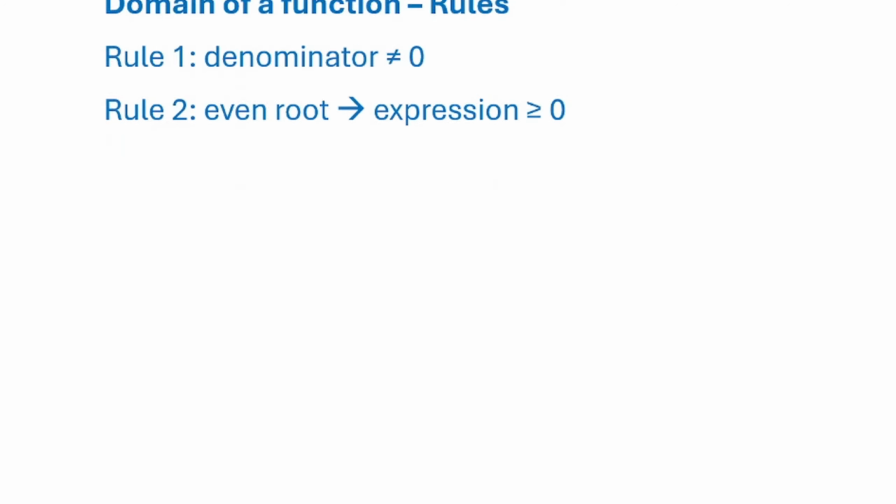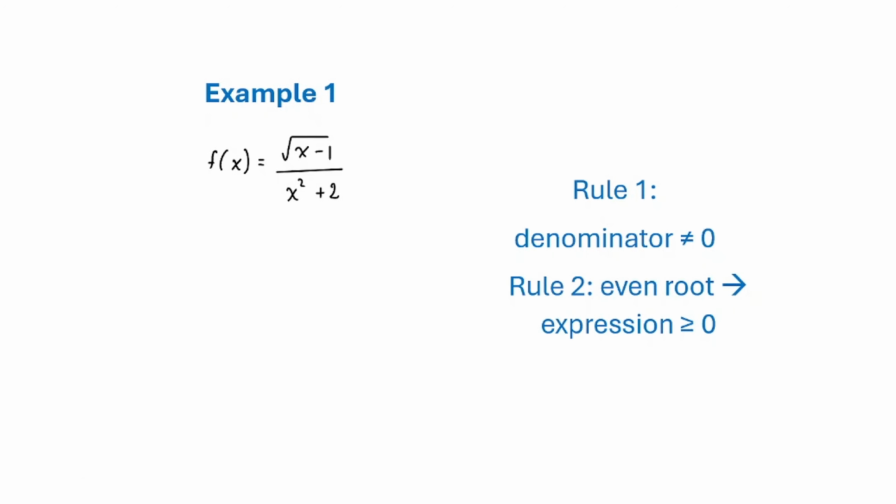Now let's go straight into the examples. Let's start with example 1. We have f of x equals the square root of x minus 1, all over x squared plus 2. Here we need both rules because we have both a denominator and a square root. So in step 1, we impose the two conditions. The denominator must be different from 0, so x squared plus 2 is not equal to 0, and the expression under the root must be greater than or equal to 0. So x minus 1 is greater than or equal to 0.